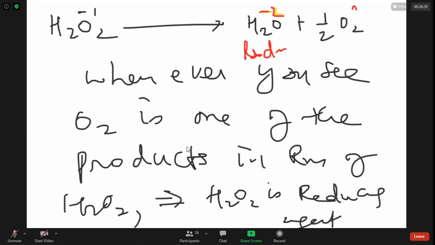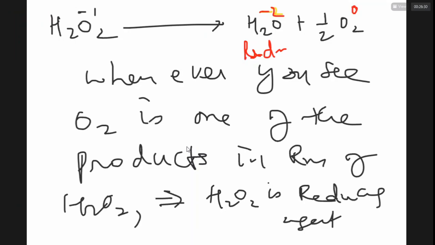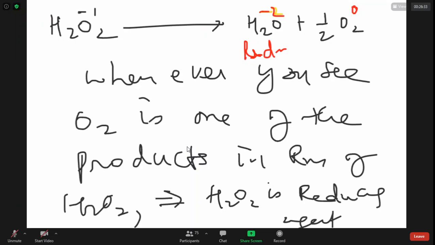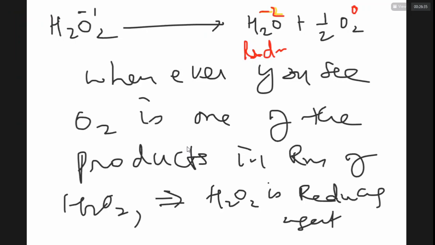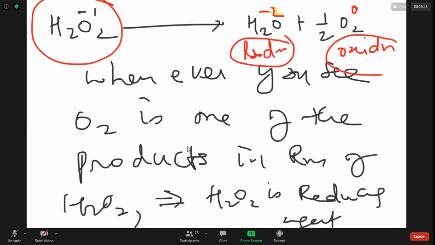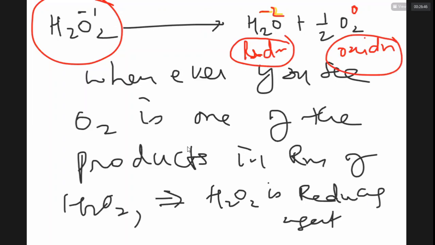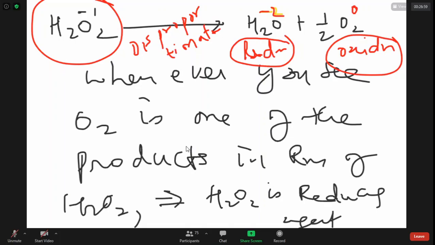In oxygen, the charge on oxygen is 0. So -1 becoming 0 means the oxidation number or charge is increasing. Then I call it oxidation. So simply if I put H2O2, a part of it undergoes reduction, a part of it undergoes oxidation. If both are happening all by itself, it is called disproportionation. So decomposition of H2O2 is called a disproportionation as it involves reduction as well as oxidation. Auto-oxidation, auto-reduction.